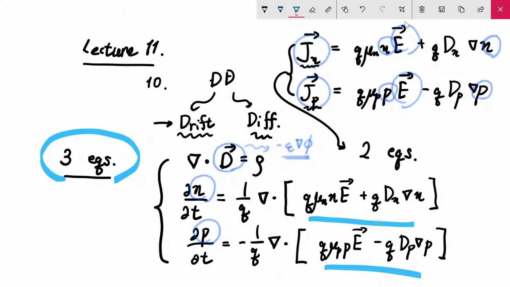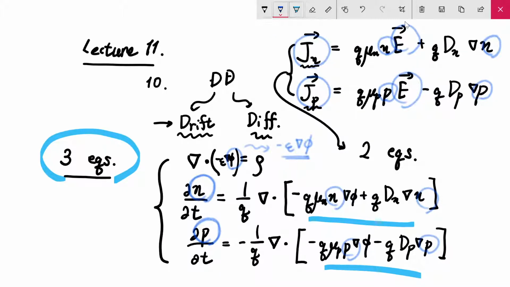Also, you can easily understand here D is given by minus epsilon gradient phi. So instead of vector quantities like D or E, we can always think about scalar quantities like phi, n, p. And this electric field can also be given as minus gradient of phi. So you will have this form, and also here you will have this form.